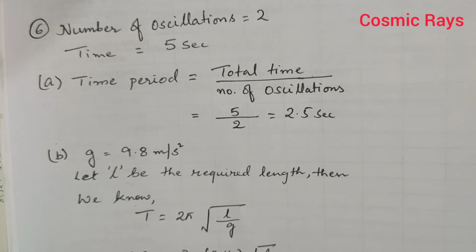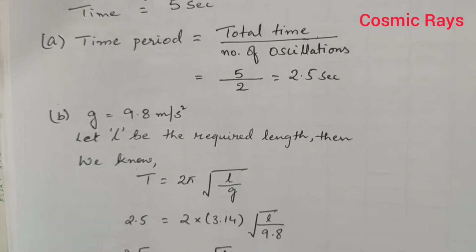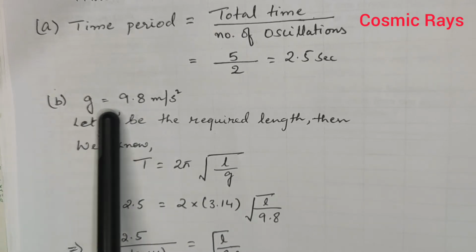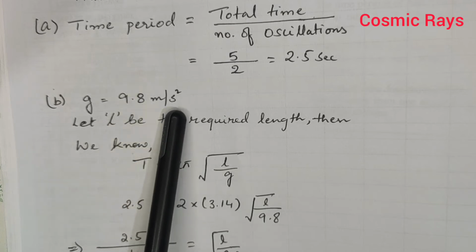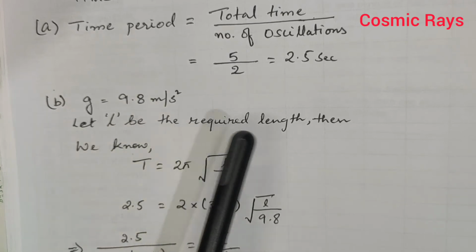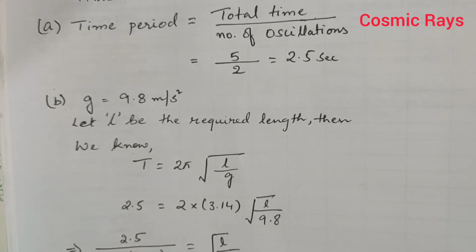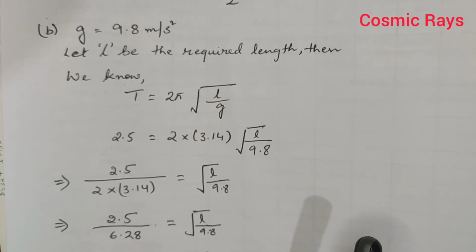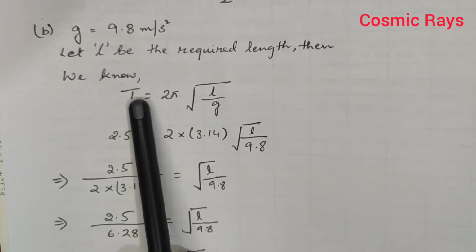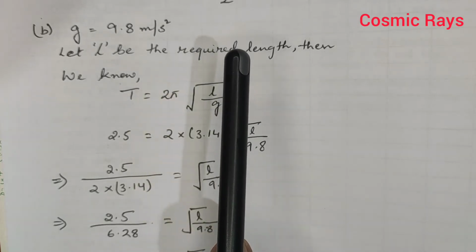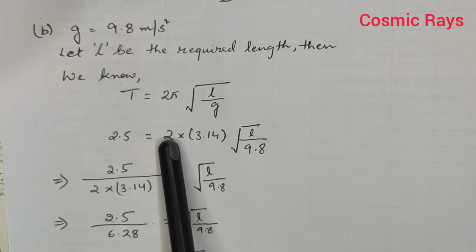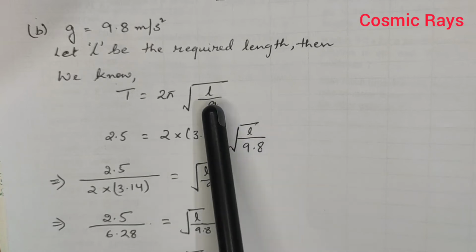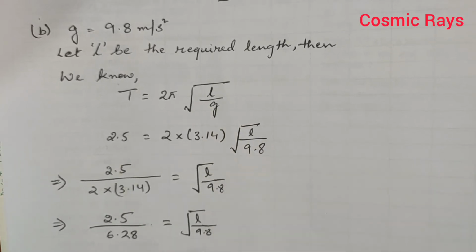Now the second part of the question says we have to find the length. They have given that the acceleration due to gravity is to be taken as 9.8 meter per second square. Let L be the required length. Then we know the formula: the time period is equal to 2π root over L upon g. Here the time period we have calculated in the first part of this question, that is 2.5, is equal to 2 into the value of pi, which is 3.14, root over L, which we have to find out, and the value of acceleration due to gravity is 9.8.